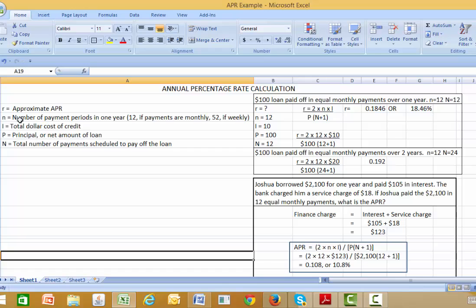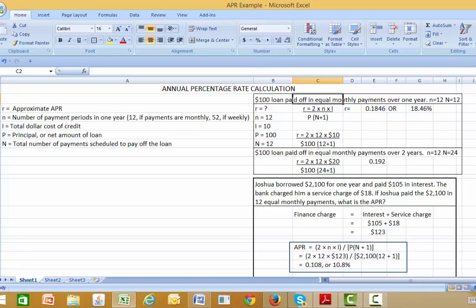P is the principal, it's the amount of the loan, and capital N is the total number of payments scheduled to pay off the loan. So if your loan is for 2 years, and you have monthly payments, then this capital N would be 24. Okay? So let's start with this first example, and I took it directly from the book.